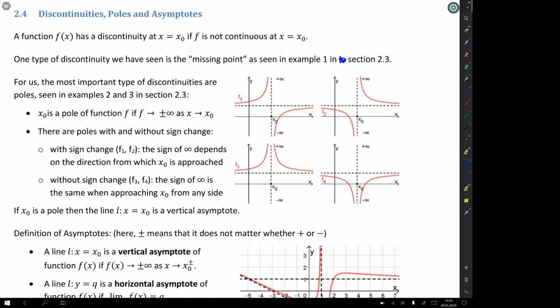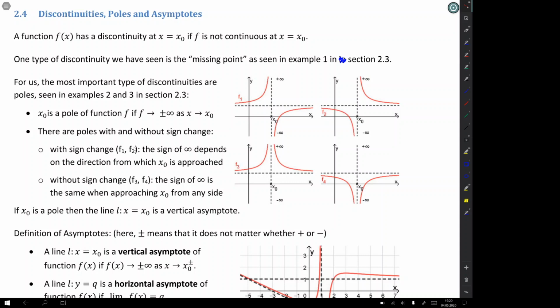Well, we have actually these four possibilities here. Function 1 and function 2. These are functions with sign change in the sense that from the left, it diverges to plus infinity, while from the right, it diverges to minus infinity, and here vice versa. Here, for f3 and f4, it both times diverges to the same infinity, so here both times to plus infinity, here both times to minus infinity, so then we talk about a pole without sign change.